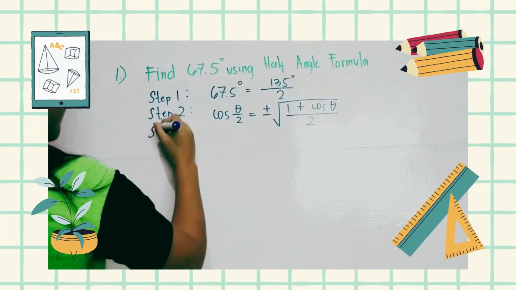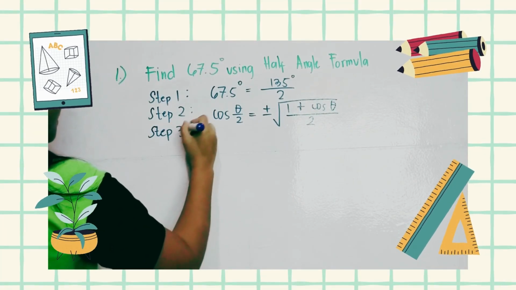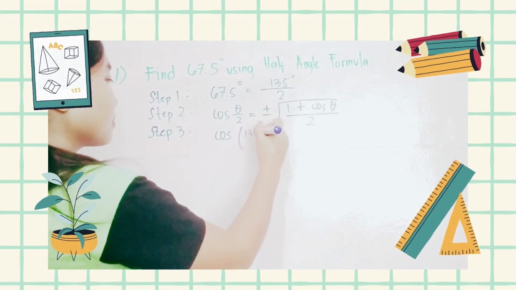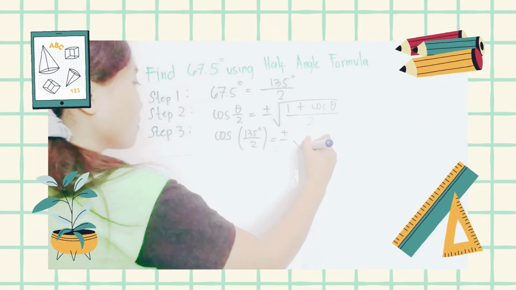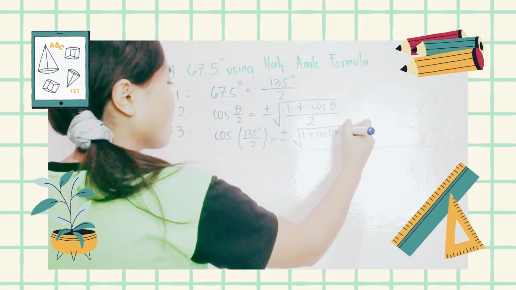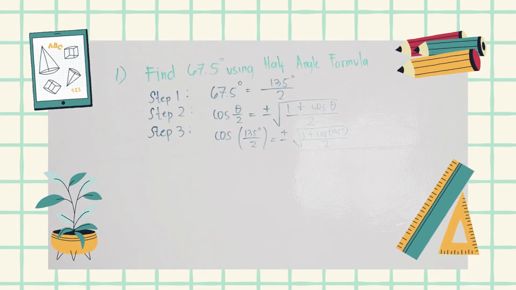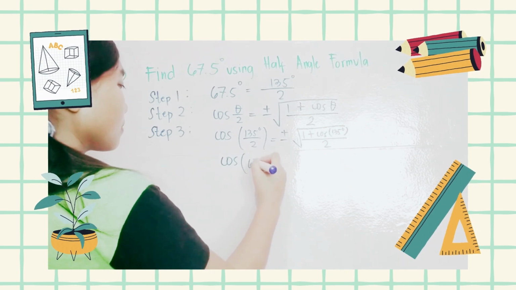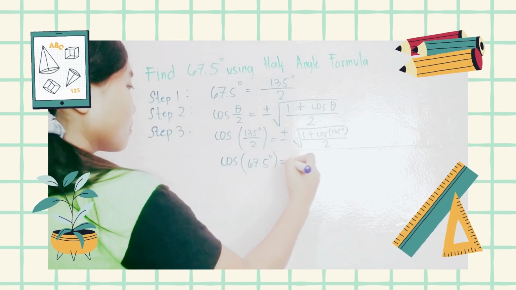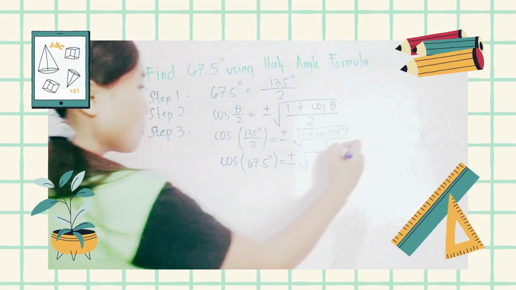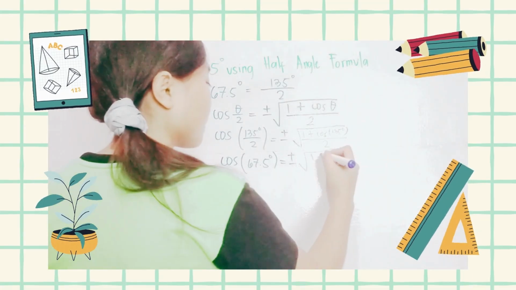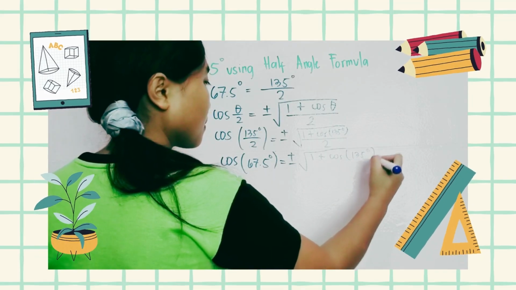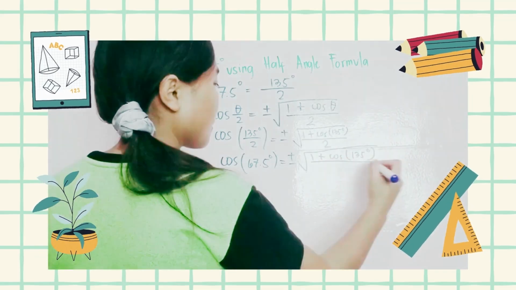Step 3. We substitute theta with 135 degrees. Now we have here cosine of 135 degrees divided by 2 equals plus or minus the square root of 1 plus cosine of 135 degrees all over 2. Since 135 degrees over 2 is 67.5 degrees, we rewrite: cosine 67.5 degrees equals plus or minus the square root of 1 plus cosine 135 degrees over 2.